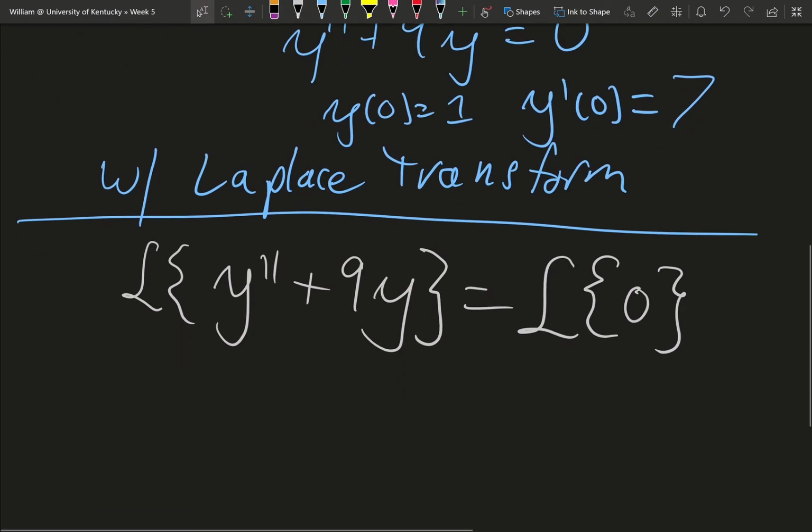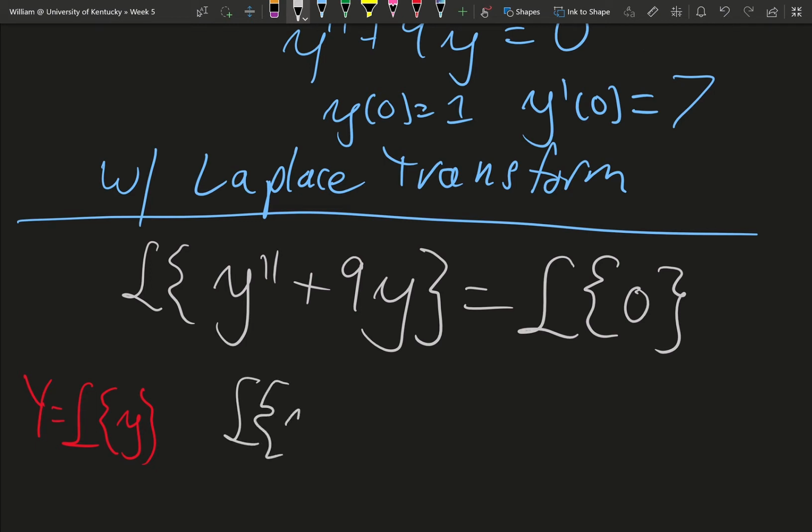All right, so again, we're going to use this notation, capital Y, or sometimes capital Y of s, is the Laplace transform of y. And so we can split this up using the linearity property. And we haven't necessarily discussed it explicitly, but if you think about it for a minute in terms of the integral, the Laplace transform of 0 still has to be 0.